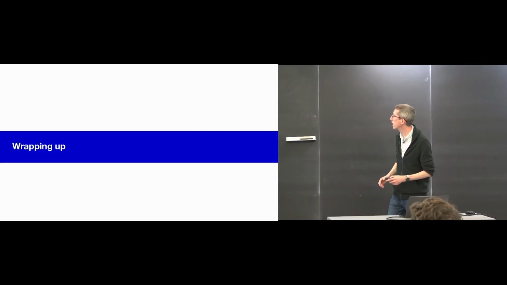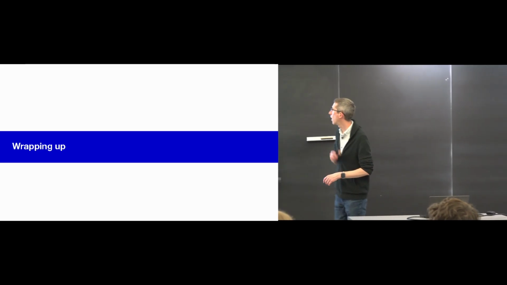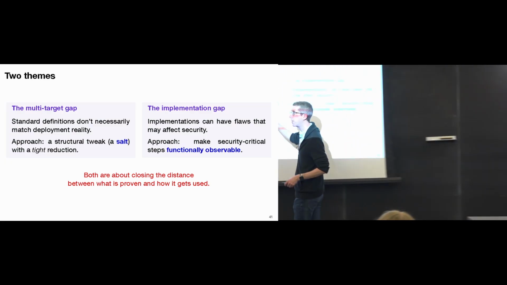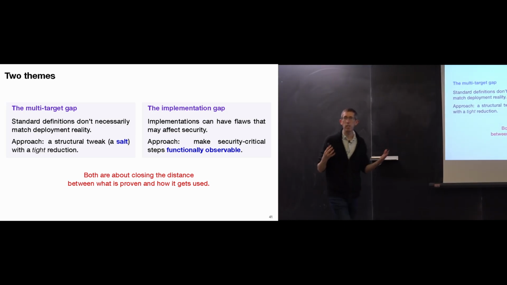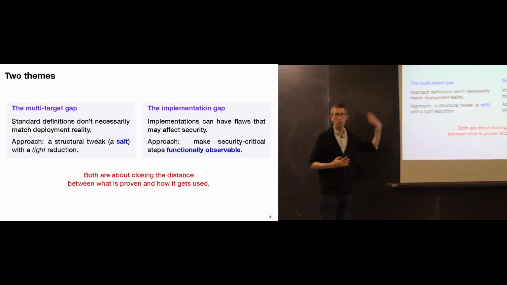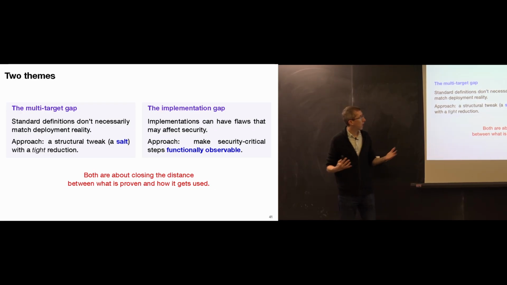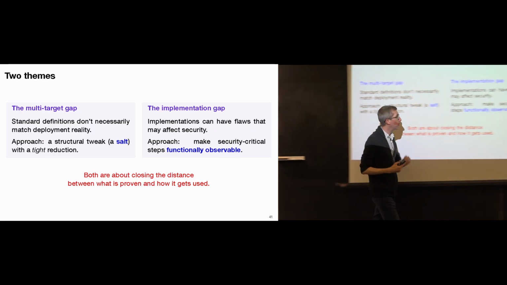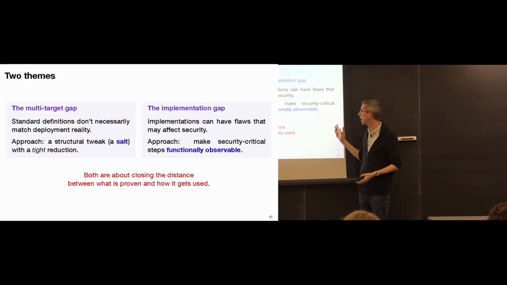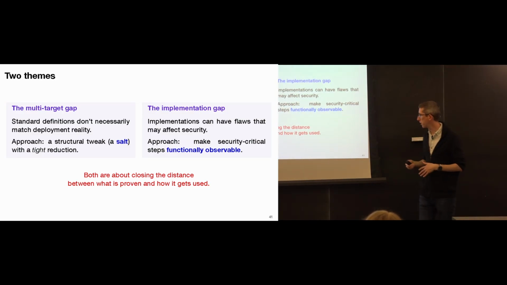Right. Okay, but I think I'm going to skip the details on that and just jump to the end and wrap up. So we saw two themes in the talk. The first theme was around the multi-target gap, where we had a security definition that was the original target security definition, single ciphertext security, but that didn't match deployment. And so our approach there was to incorporate this unpredictability, a salt. And on the second theme, we saw implementations could have flaws. And our approach to detect these flaws was to make security critical steps observable because skipping them changes the output.